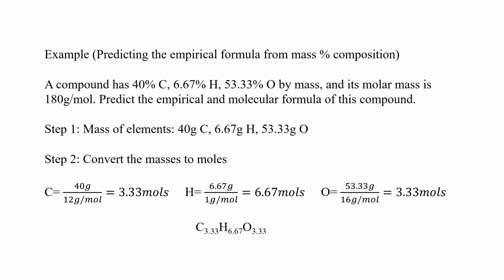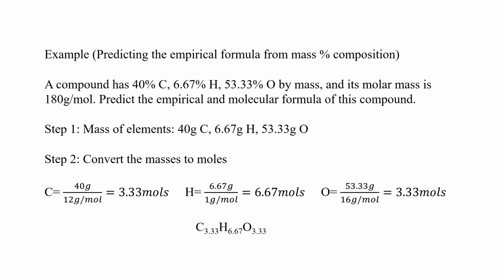Now, the assumption is that we have 100 grams of our sample, right? And that the mass percentages are equivalent to the mass of those elements. That is to say, 40% carbon is equivalent to 40 grams of carbon. 6.67% hydrogen is equivalent to 6.67 grams of hydrogen, right?